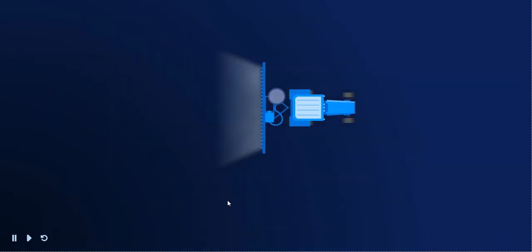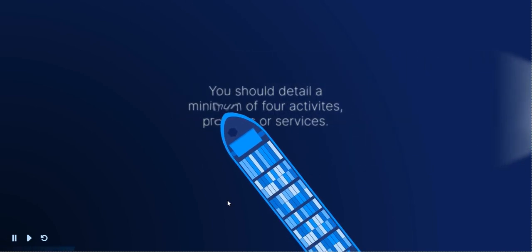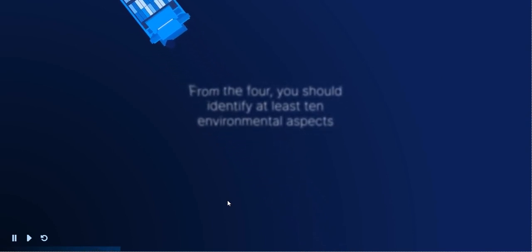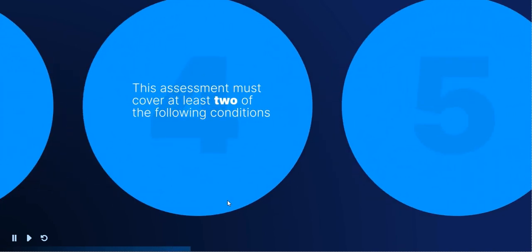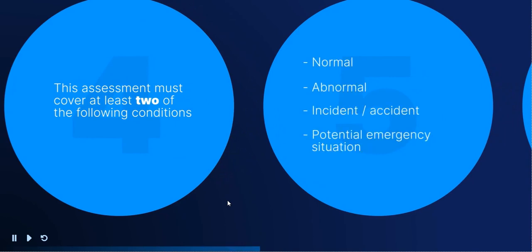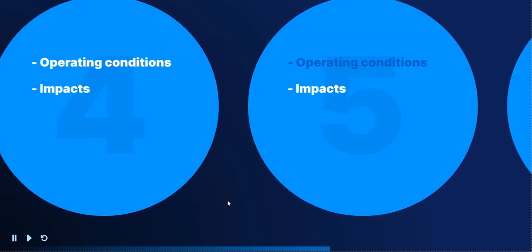In Part 2, you are expected to detail a minimum of 4 activities, products, or services. From the 4, you will be expected to identify at least 10 environmental aspects. Within each aspect, you must ensure that you cover at least 2 of the following conditions: normal, abnormal, incidents, accidents, or potential emergency situations. Each aspect will need to demonstrate 1 or more impacts.